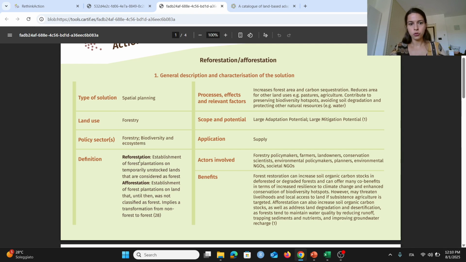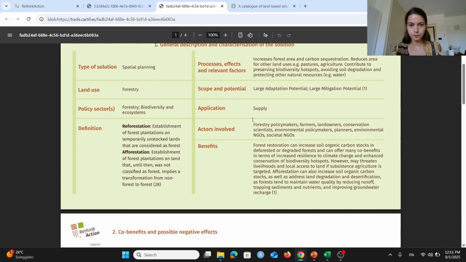Then we have the definitions. Reforestation and afforestation are not exactly the same thing, but they play a very similar role, and that's why they were analyzed together. Then we can see that afforestation and reforestation have both a large adaptation and mitigation potential. And this is interesting, again, in highlighting how many LAMS have synergies between adaptation and mitigation.